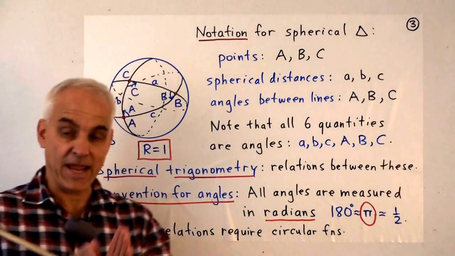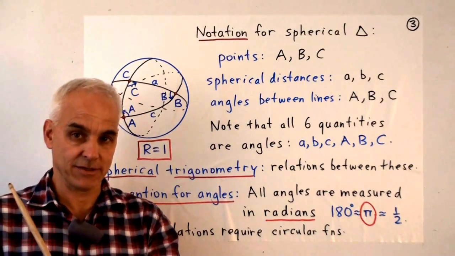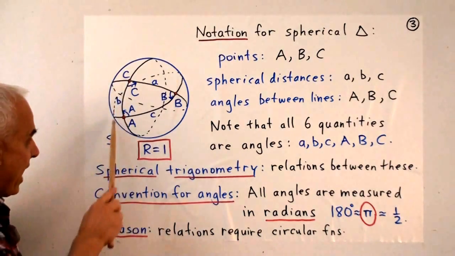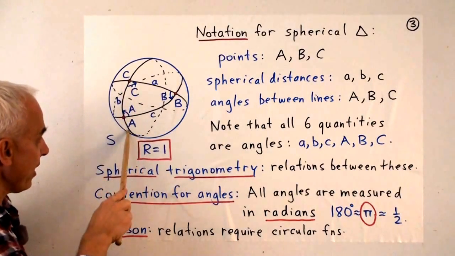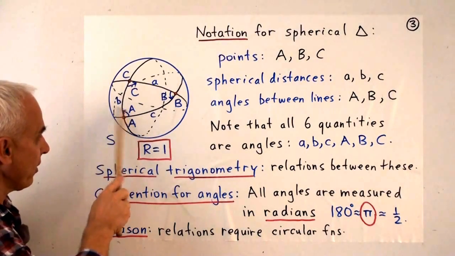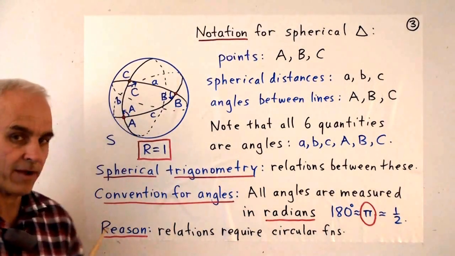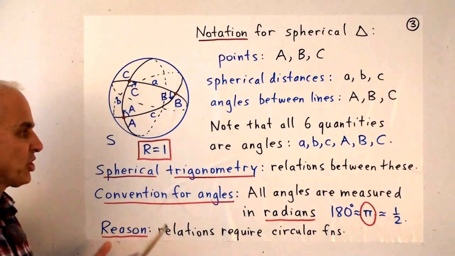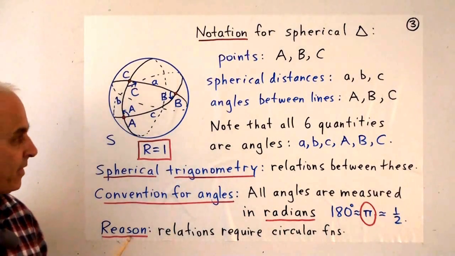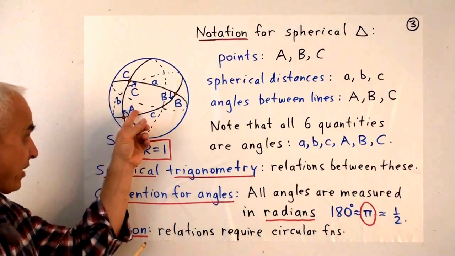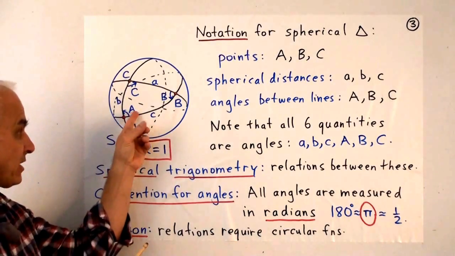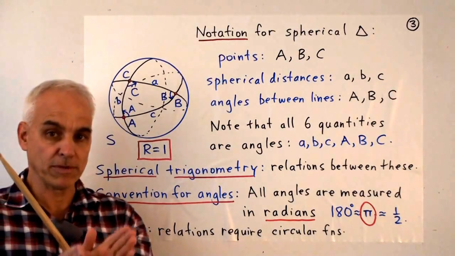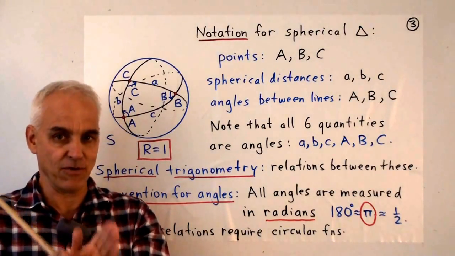Now we also have the 3 angles formed by these lines. So we have the angle between this line and this line, that angle there. And what are we going to call that? Well, the tradition is to call that capital A. In other words, to use the same letter for the vertex as for the angle formed by the 2 lines meeting at that vertex.